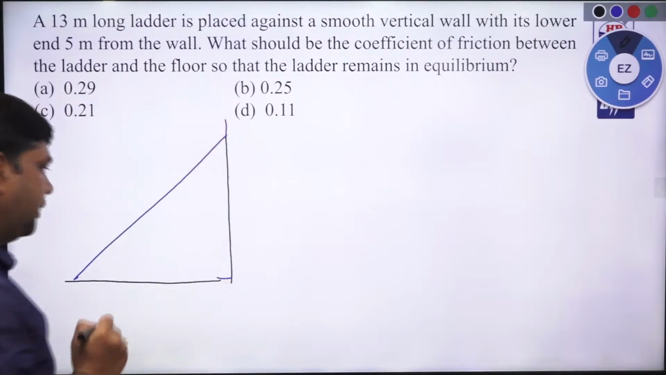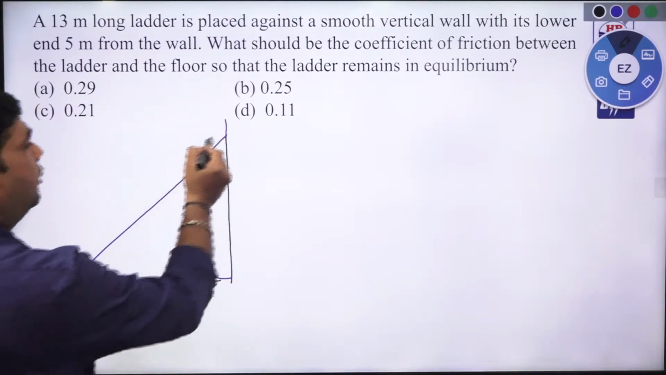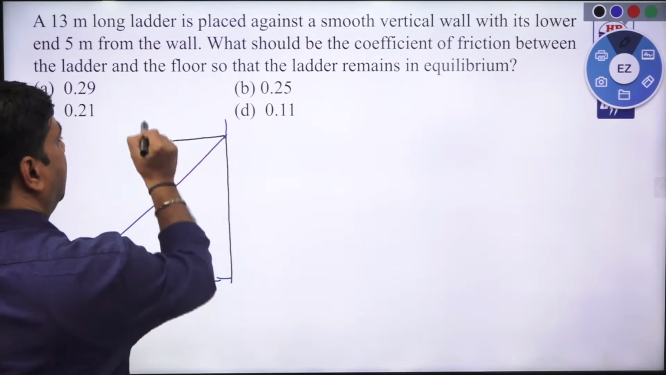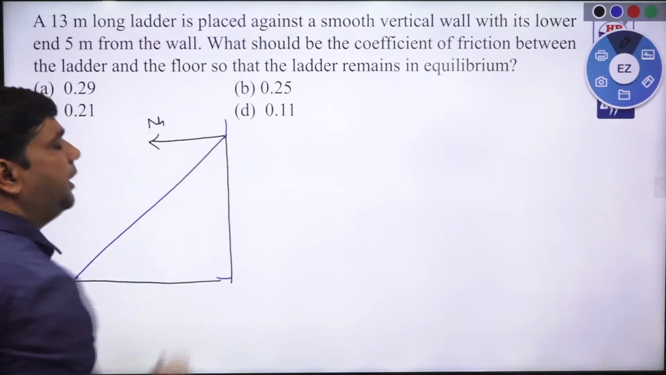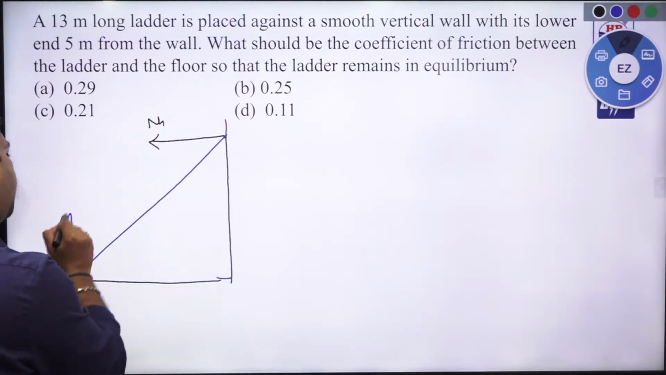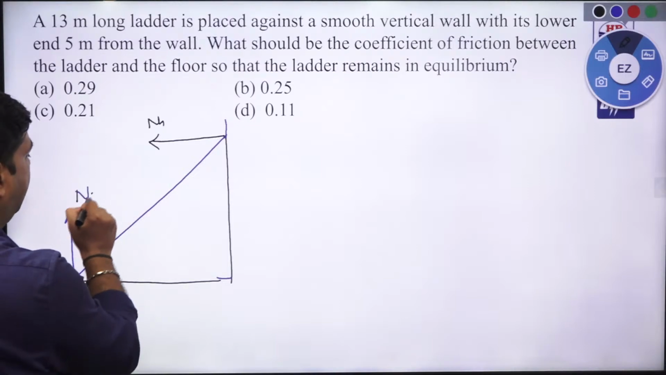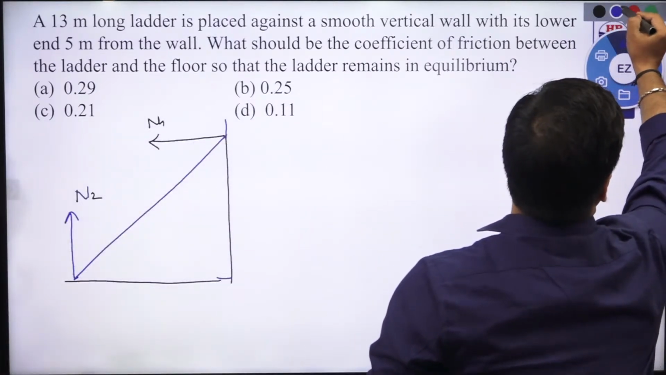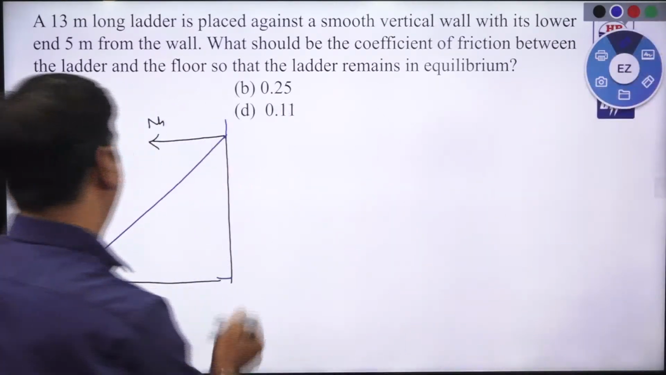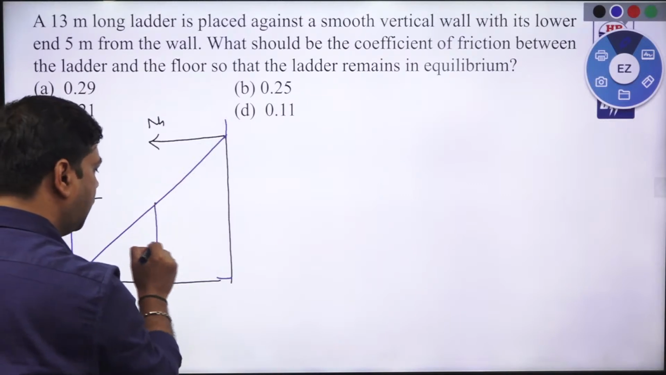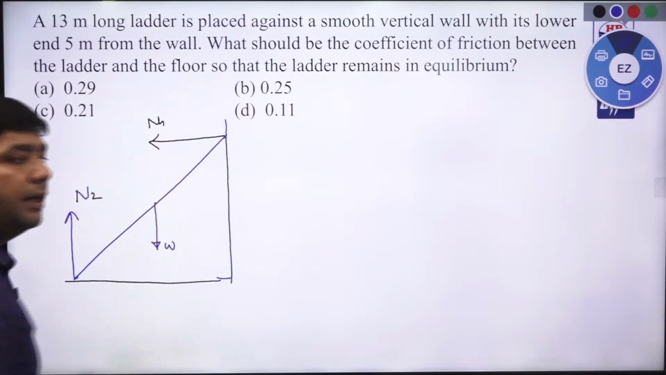First of all, just draw the reactions. There is one normal reaction at that point, that is N1, which is perpendicular to the contact surface. There is another normal reaction at that point, that is N2. Okay, these are two, and another one is the weight of the ladder, which always acts vertically downward.